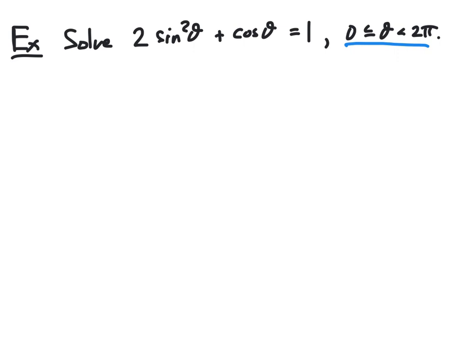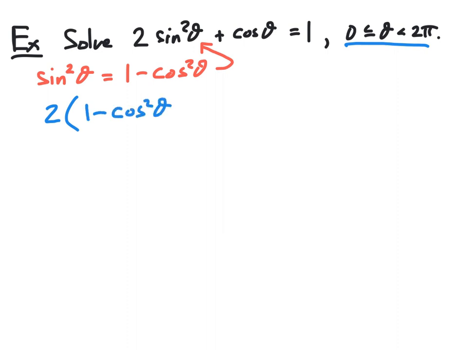Luckily here, since we have sine squared of theta involved, we can use the fact that sine squared of theta is 1 minus the cosine squared of theta. We can then substitute that in for 2 times the sine squared of theta, and we will obtain an equation that involves cosine of theta as well as cosine squared of theta, and then we'll be able to factor and proceed as before. So when we do that here, we'll end up with 2 times the quantity 1 minus cosine squared theta plus cosine theta.